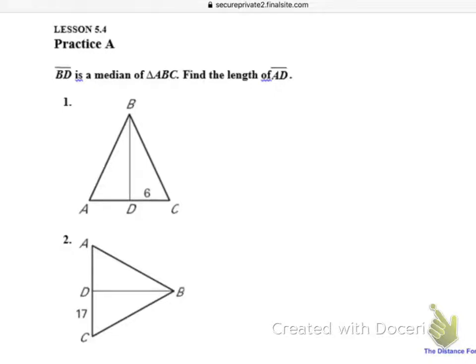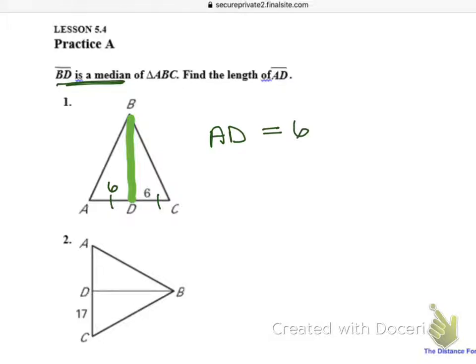Okay, in this video I'm going to explain the homework for 5.4. So if you know that BD is a median, what does that mean? You should have it labeled, so I would say label that median. Here's your median. What happens when you have a median? You get two equal sides down below, and therefore I can label that as a 6. And they want to know the length of AD, so I can say that AD, without any mark on top, that means the length of AD equals 6.